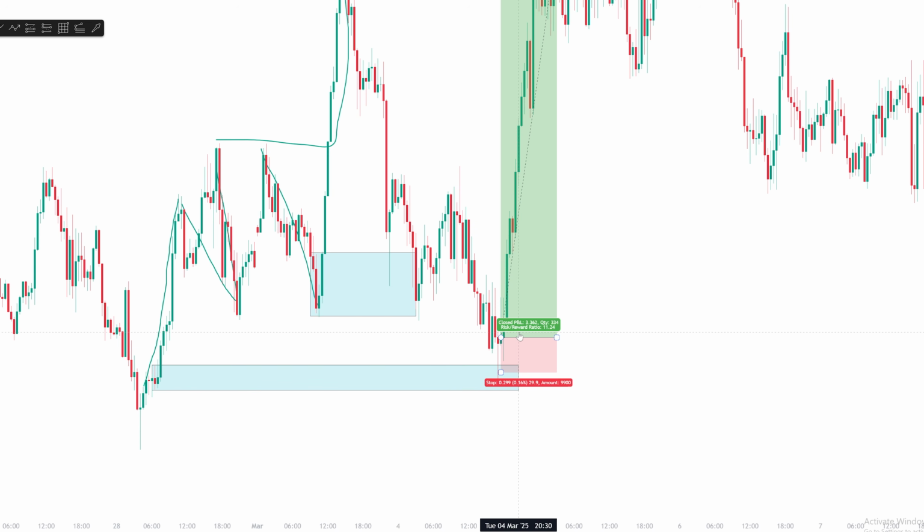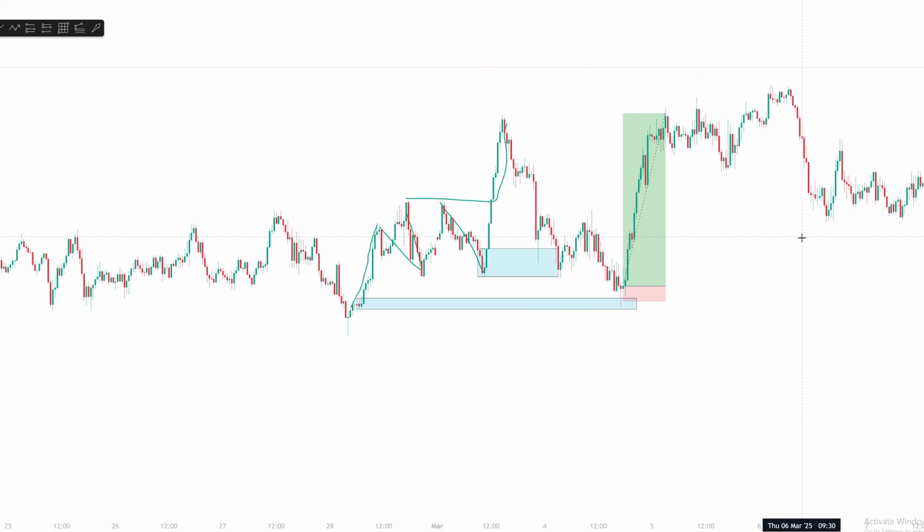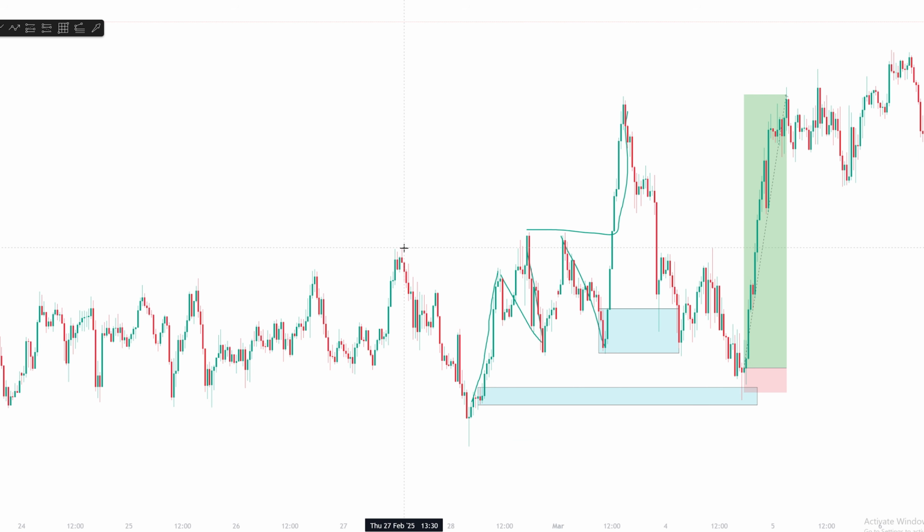Came to my zone, entered on a directional close, 30 pips max stop loss, targeted the high without a TP1 and just another clean trade. I mean, this is just insane, okay? All on one pair. But now let me just find another A plus setup. I just want to show you how insane this strategy actually is.